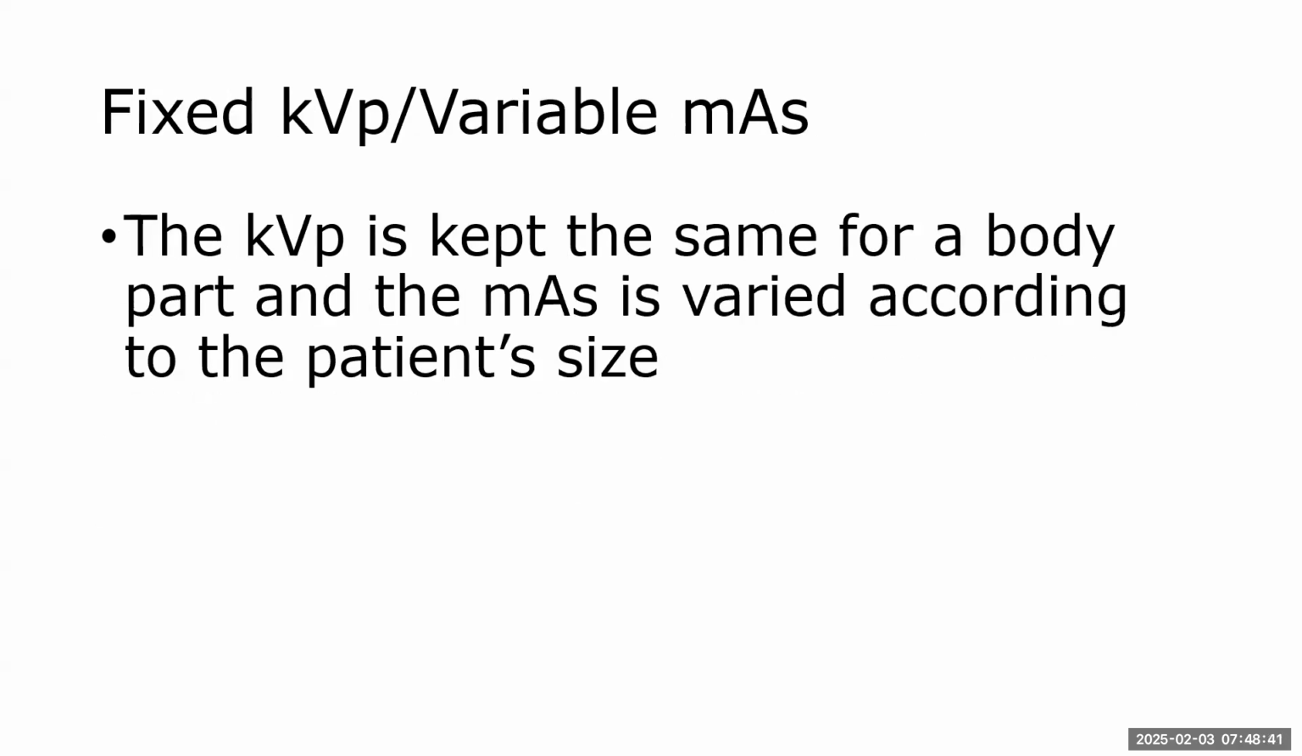We would use the fixed kVp variable mAs. This is what you're going to see more often than not. And when I say that, I mean programmed into the APRs. Let's say your APR is programmed for what we would call a typical size patient. Then if you have somebody that's much bigger than what you would consider typical, you're going to leave the kVp alone generally and just adjust the mAs, which is what that's talking about.